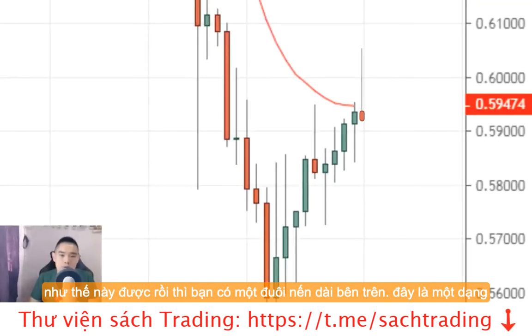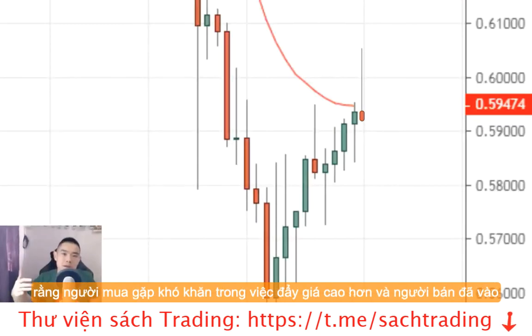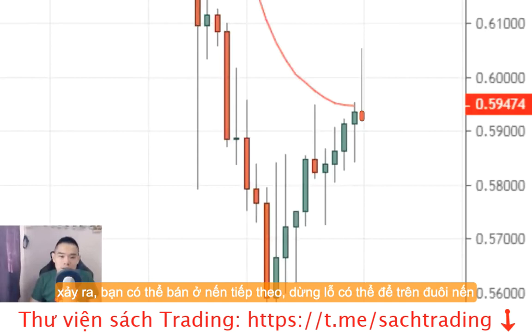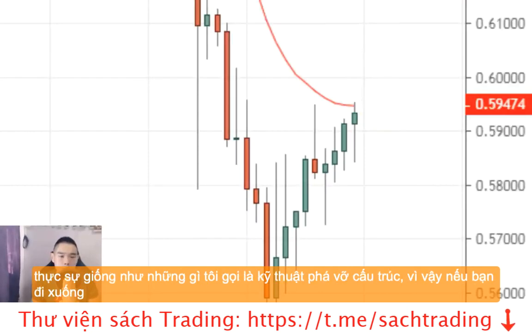This is a form of price rejection, and that's one way to time the market, because this tells you that the buyers have difficulty pushing the price higher and the sellers came in to control and close the price near the lows of the day. When that happens, you can look to sell on the next candle open. Stop loss can go above this candle high. That's one approach. Another approach, which is what I really like, is what I call the break of structure technique.